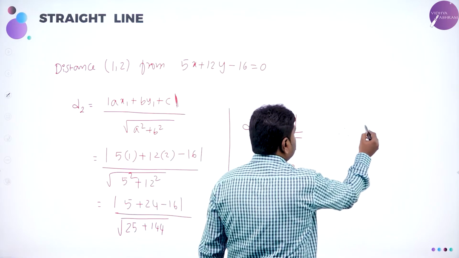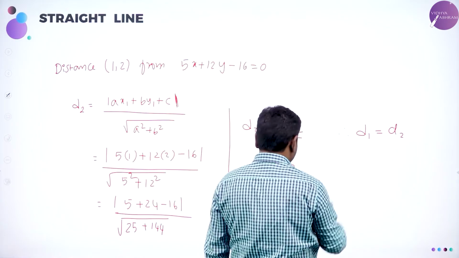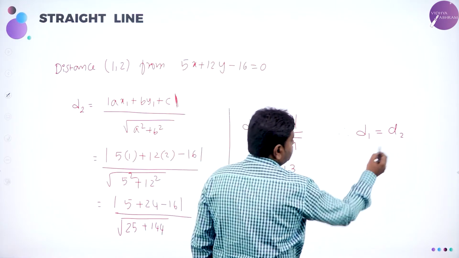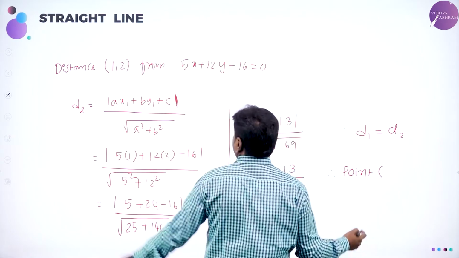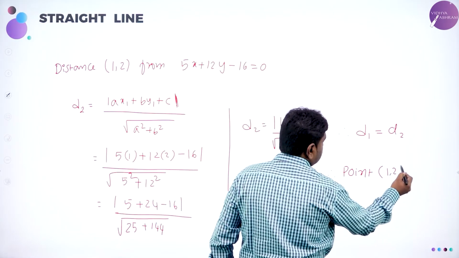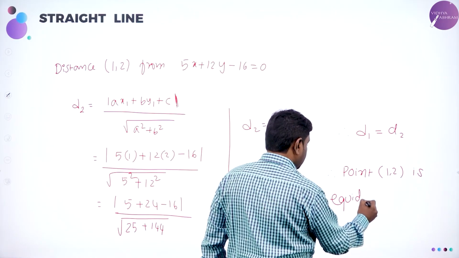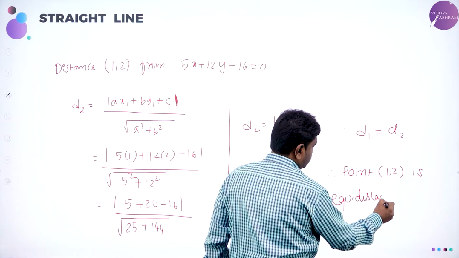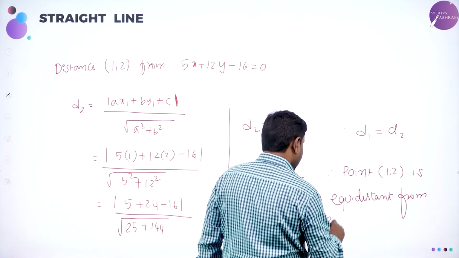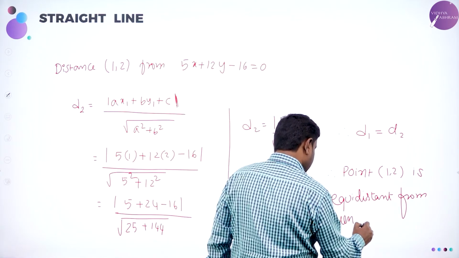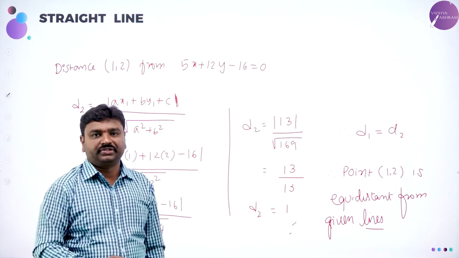So therefore D1 and D2 both are the same. D1 we got 1, D2 also we got 1. So D1 and D2 are the same. Therefore the given point, 1, 2, is equidistant from the given lines. That's the conclusion. I hope all of you got this.